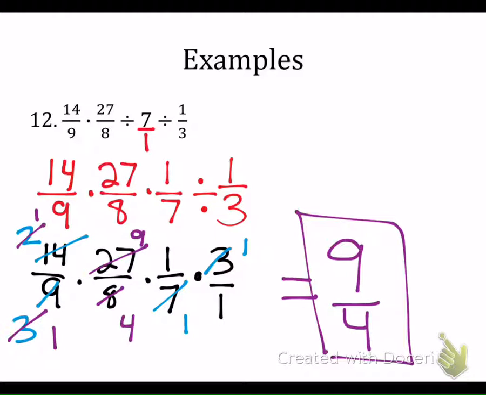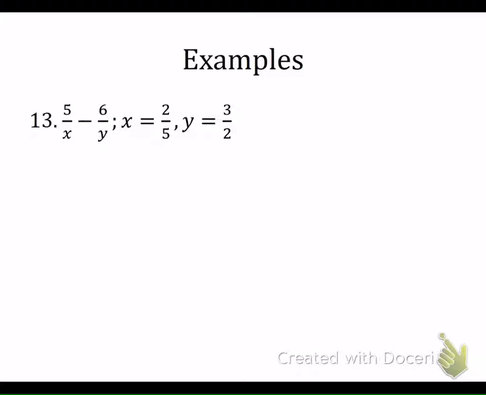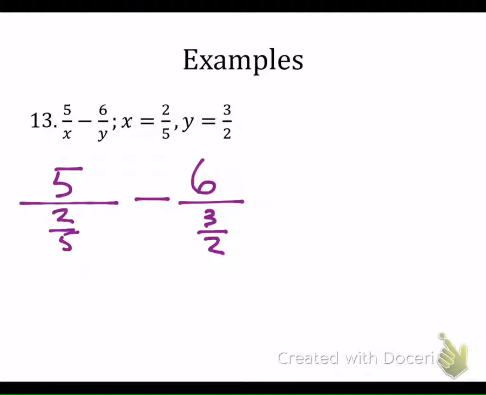There is not a common factor of 9 and 4, and you don't need to make it a mixed number, so we're good. This one is going to be kind of tricky. We're going to have a fraction within a fraction. So we start with 5 over 2 over 5 minus 6 over 3 over 2.